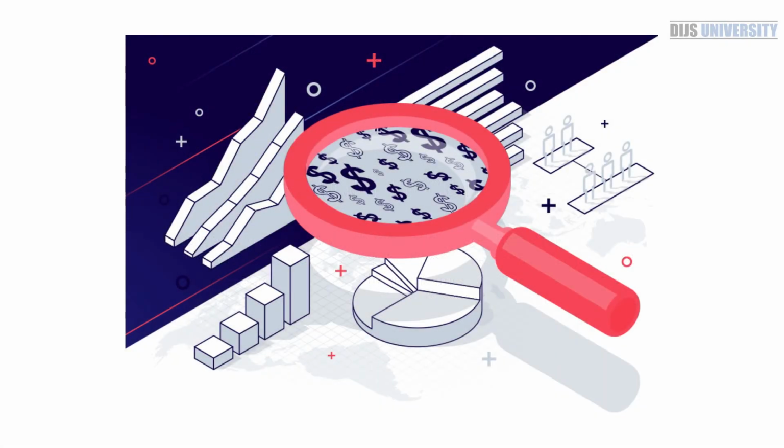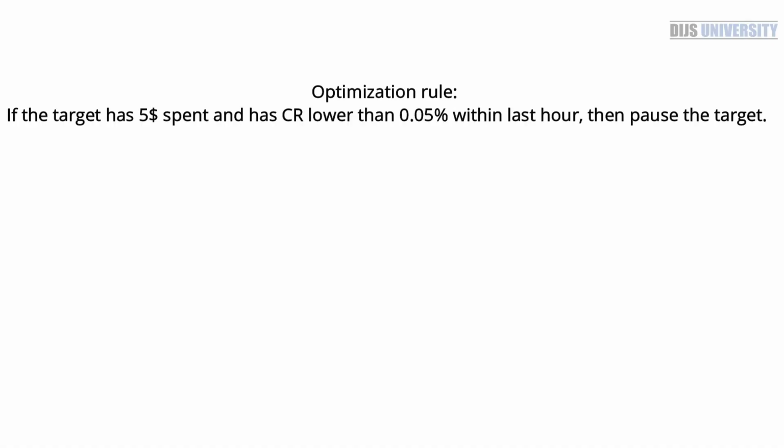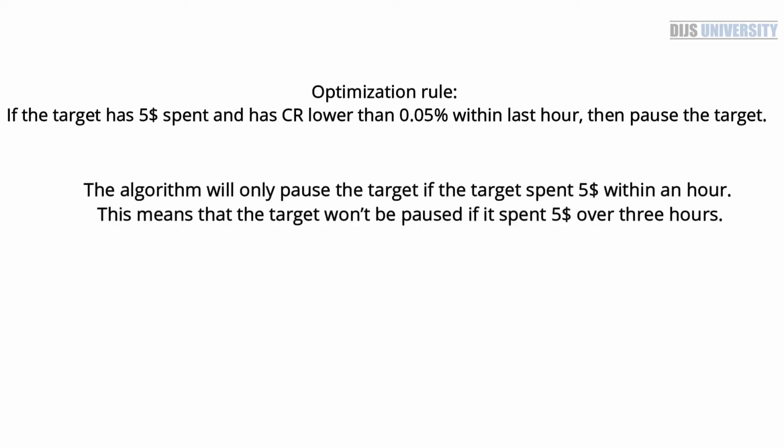You want to keep in mind that the algorithm takes action only if the conditions are met within the statistical window time. Otherwise, none of the adjustments are performed. Let's put this into perspective and give you an example. Let's say the optimization rule is: if the target has spent $5 and has a conversion rate lower than 0.05% within the last hour, then pause the target. So, if this, then that.